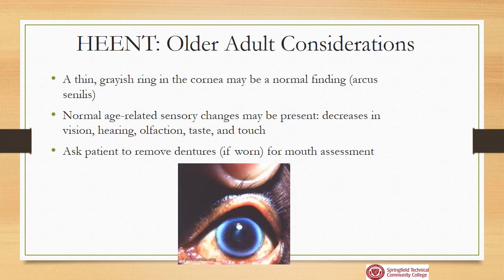So, older adult considerations: patients can have a thin grayish ring around the cornea. That's called arcus cinereus, and this is a good picture. Often in people of color, you'll see it very pronounced. So this patient actually has brown eyes, and that ring around the outside is arcus cinereus. Normal age-related changes can be present.